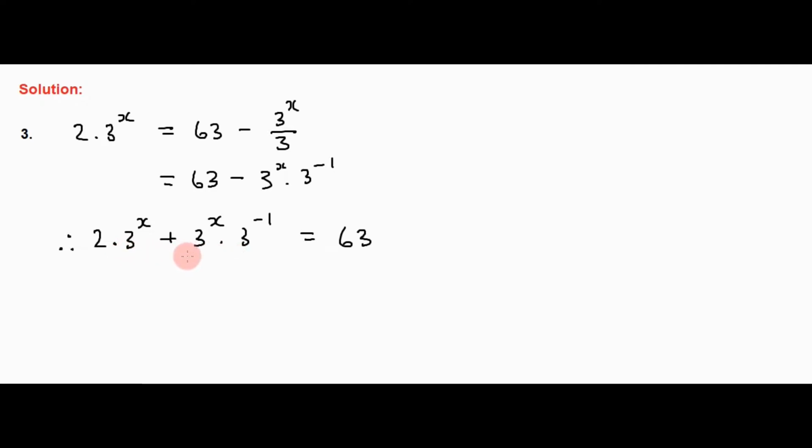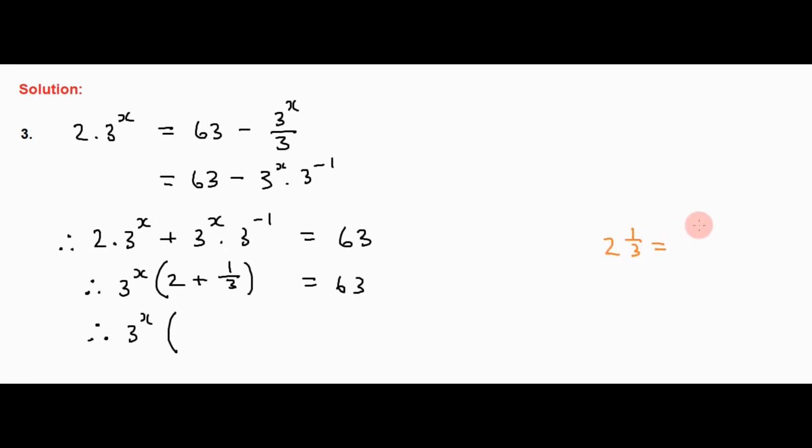We can take out a common factor on the left-hand side of 3 to the x, and we're left with 2 plus 3 to the negative 1, which we're going to write as 1 over 3. Then simplifying inside the brackets, now we have 2 plus a third is 2 and a third. And writing this as an improper fraction, 3 times 2 is 6 plus 1 is 7. So it's 7 over 3. So in the brackets we have 7 over 3.